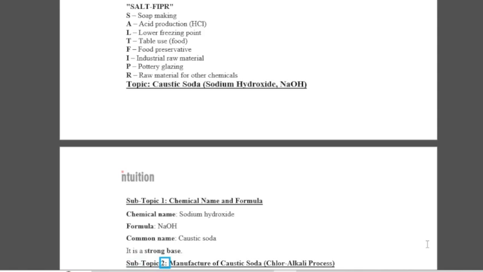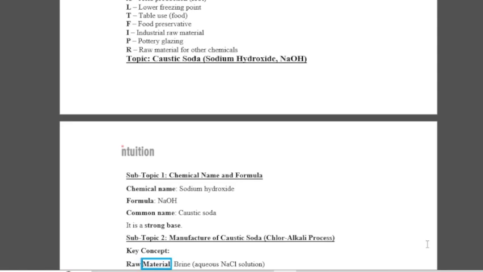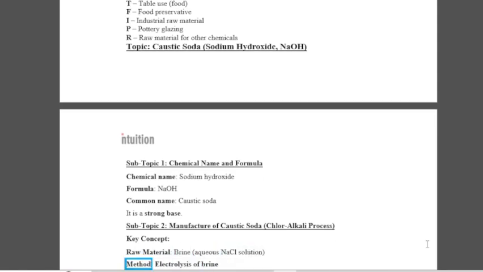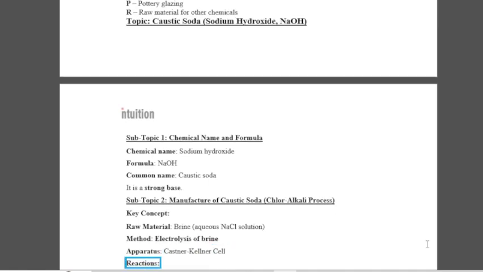Subtopic 2. Manufacture of caustic soda. Chlor-alkali process. Key concept: the raw material is brine, an aqueous NaCl solution. Method: electrolysis of brine. Apparatus: Castner-Kellner cell.